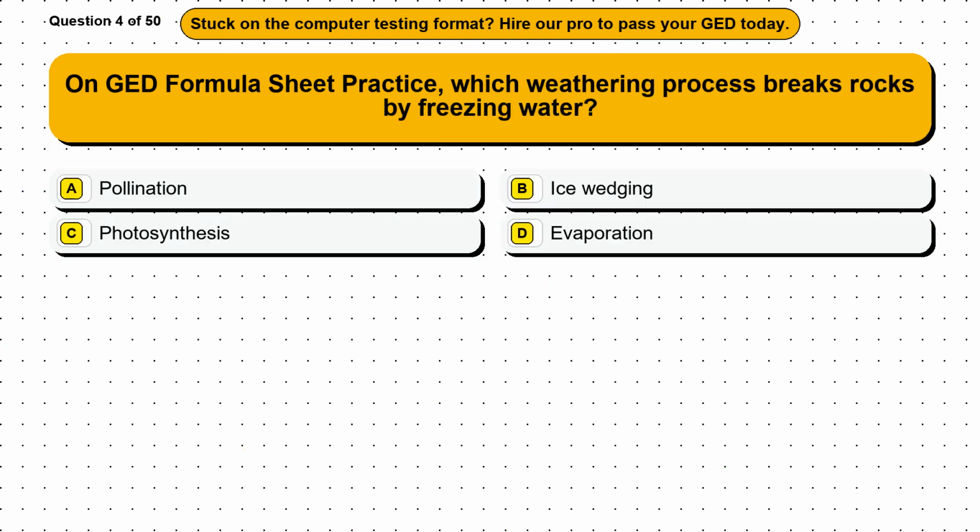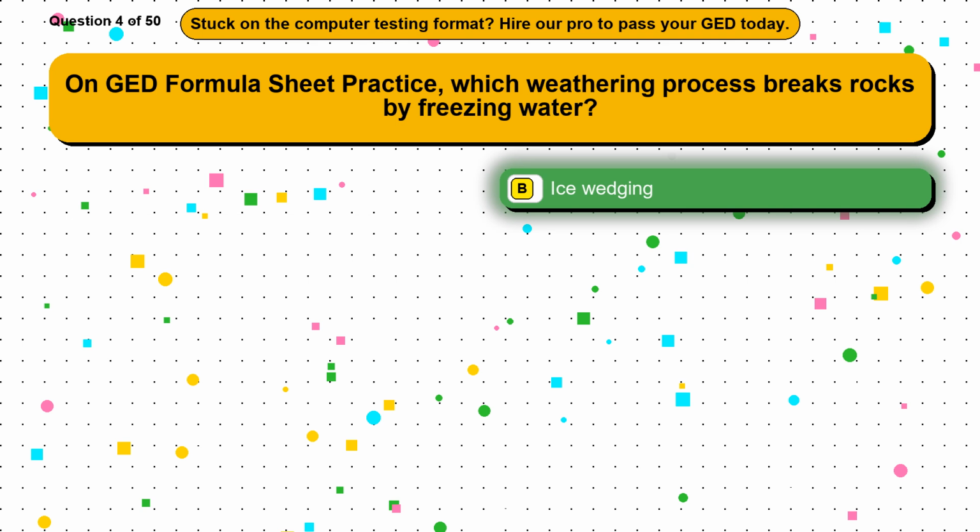Question 4. On GED Formula Sheet Practice, which weathering process breaks rocks by freezing water? Option A, pollination. Option B, ice wedging. Option C, photosynthesis. Option D, evaporation. The correct answer is option B, ice wedging.